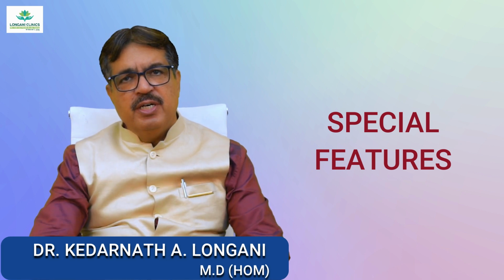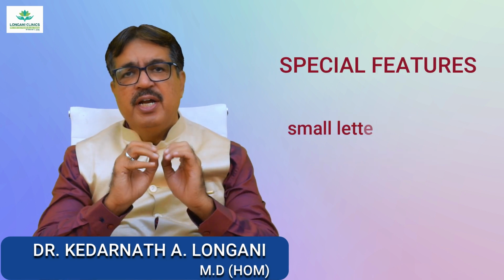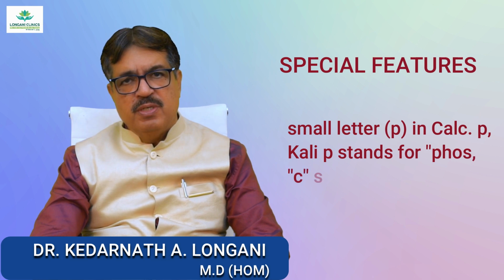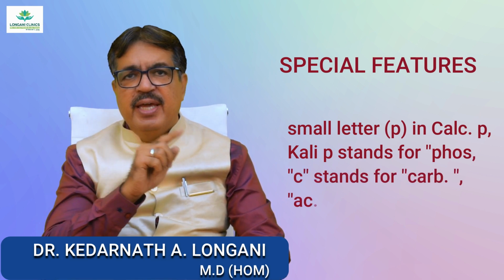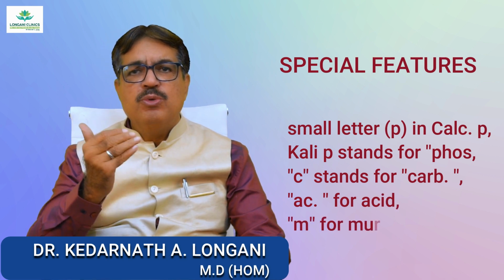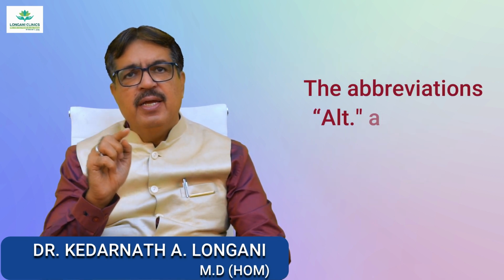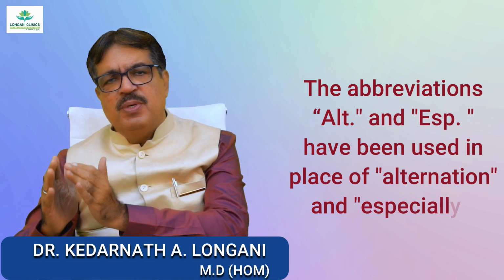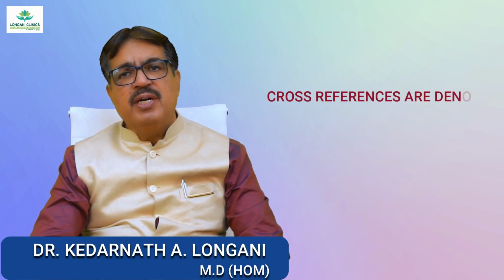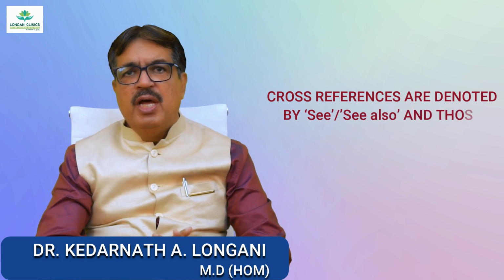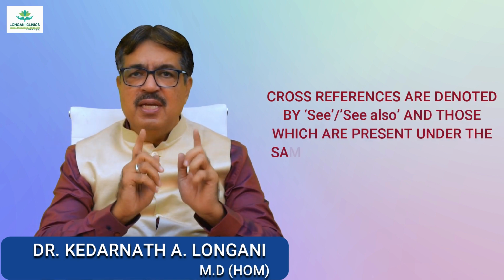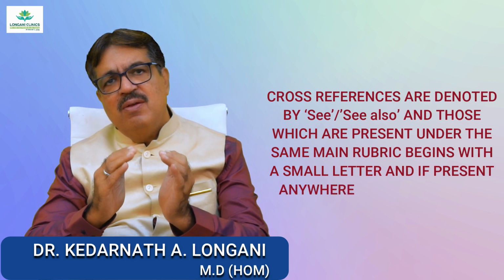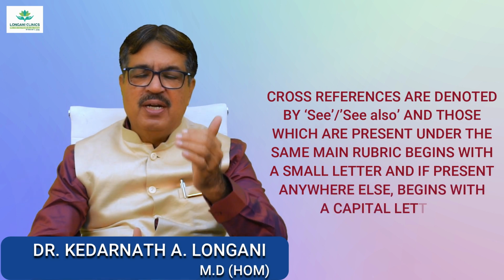Now we will see the special features of this repertory. It may be well to state here, however, that the small letter P in Calcarea fos and Kali phos stands for phosphorus, C stands for carb, AC stands for acid, M for muriaticum. The abbreviations ALT and ESP have been used in place of alternation and especially. Cross references are denoted by C and C also, and those which are present under the same main rubric begin with a small letter, and if present anywhere else begin with a capital letter.